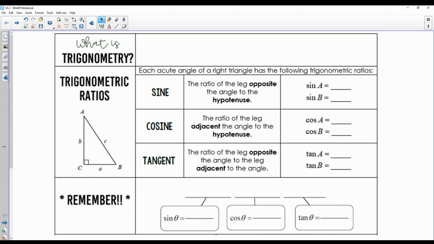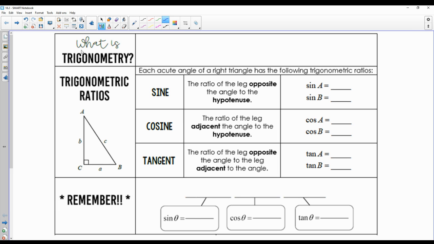All right, welcome back. We just finished talking about the Pythagorean theorem, and the Pythagorean theorem is really great. It works only in a right triangle, remember, but it will help you find a missing side of a right triangle if you know two other sides. So we're going to now get into what we call trigonometry.